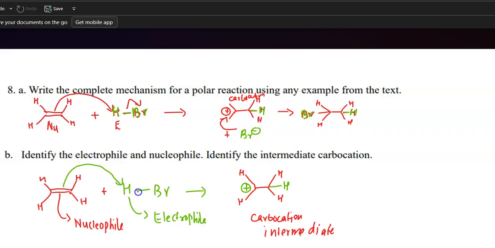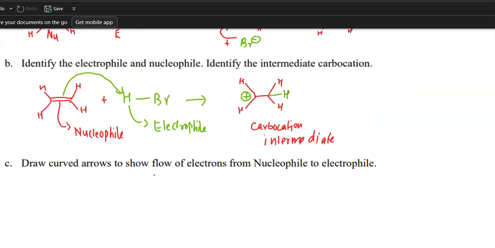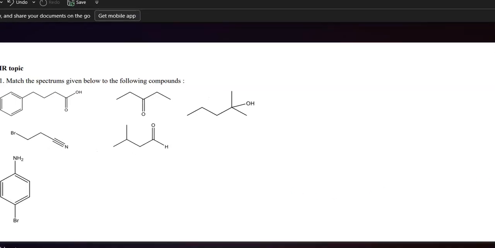So that's exactly what's being asked in here about the top reaction, which is a nucleophile. Your pi bond is your nucleophile, your proton is the electrophile, and the carbocation is the intermediate. And then also show curved arrows, which we already did. And then finally we come to the IR topic here.